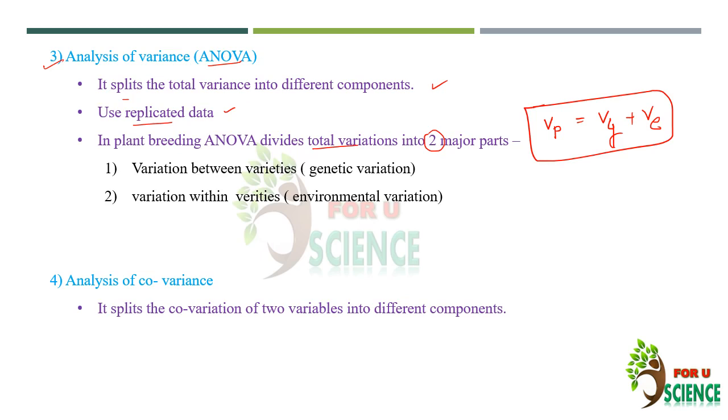In case of analysis of covariance, ANCOVA, it splits the covariance. It splits the CV of two variables into different components. If there are two variables, x and y, we divide the x CV and y CV into different components. We will see later on.